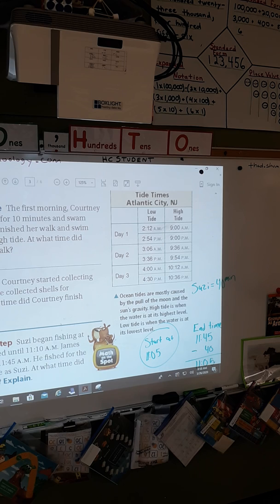Okay, so what I had to do first is figure out the total amount of time Susie fished for, and then the second step was subtracting and figuring out the start time that James fished.